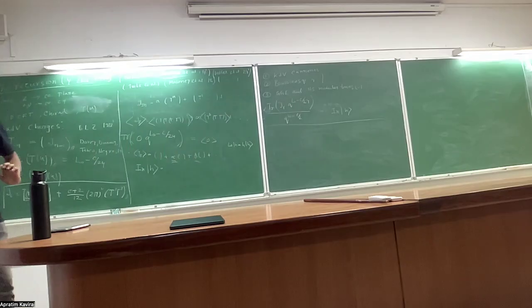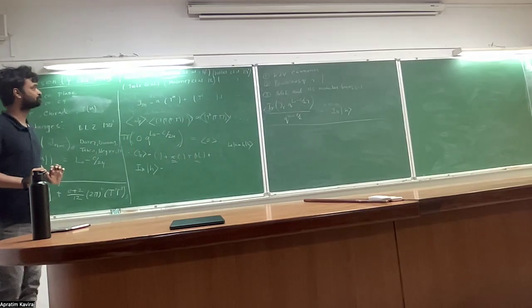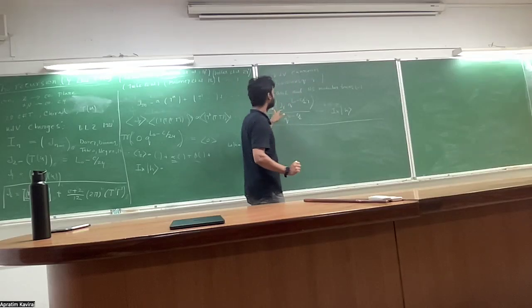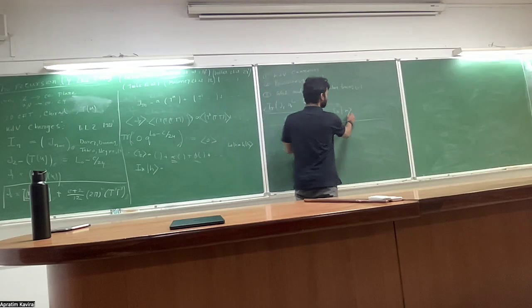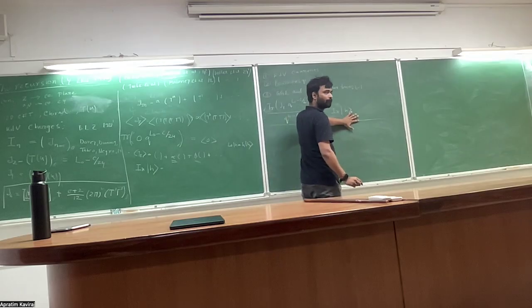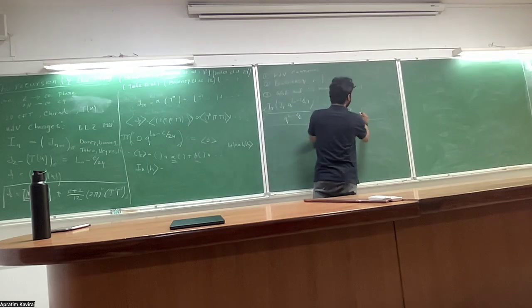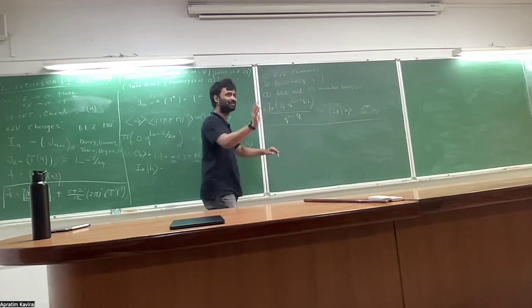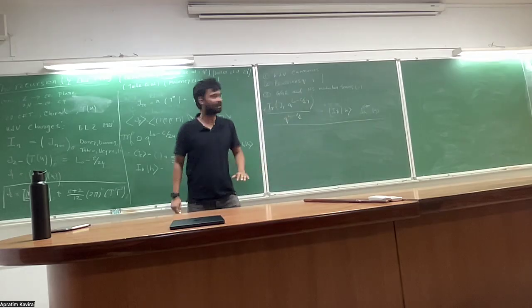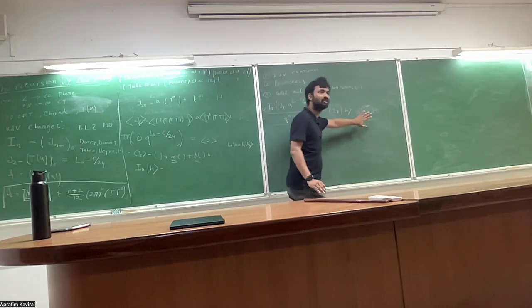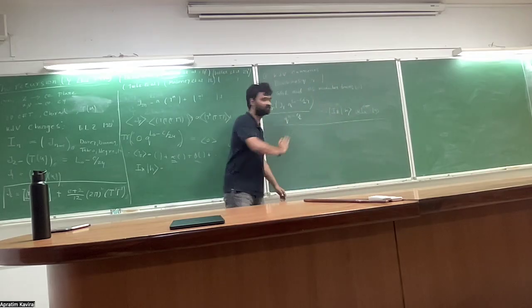In this equation, the right hand side is a state and the left hand side is a number. This is a number times a state. This is an operator acting on a state, so I get the eigenvalue. Let's say this is the eigenvalue, and this is a state. Maybe I should have written that the eigenvalue should match with this. Sorry.